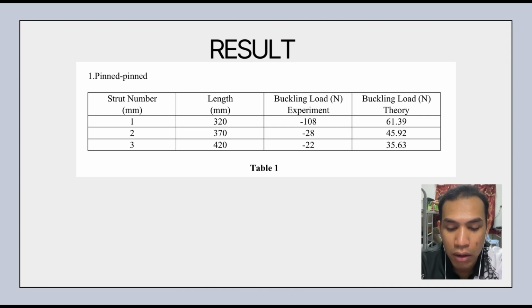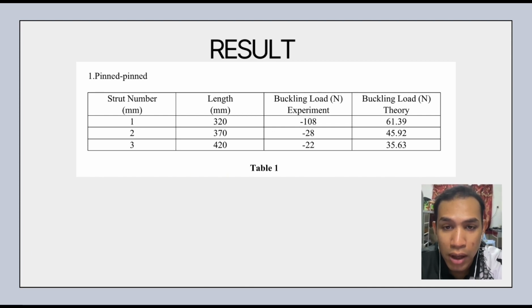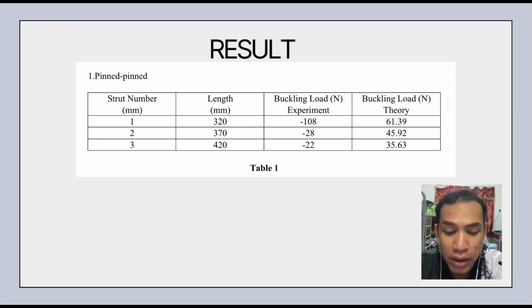Result. For the pin, the length of 320 mm: for the buckling load experiment, we got negative 108, and for the buckling load theory, we got 61.39. For the length of 370 mm: for the buckling load experiment, we got negative 28, and buckling load theory we got 45.92. For the length of 420 mm: for the buckling load experiment we got negative 22, and buckling load theory we got 39.63.